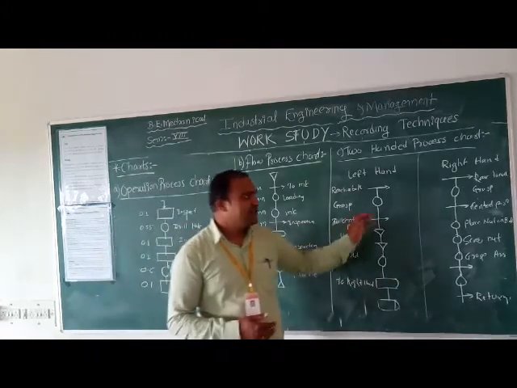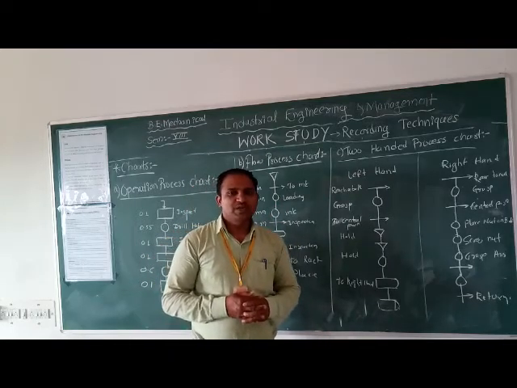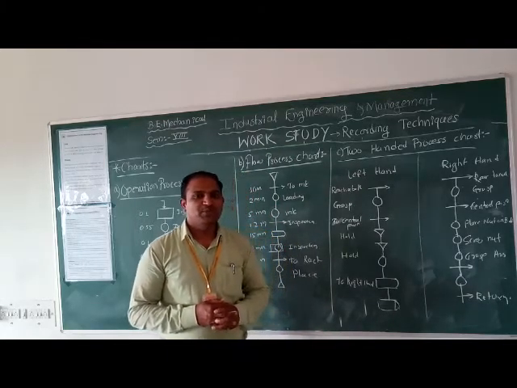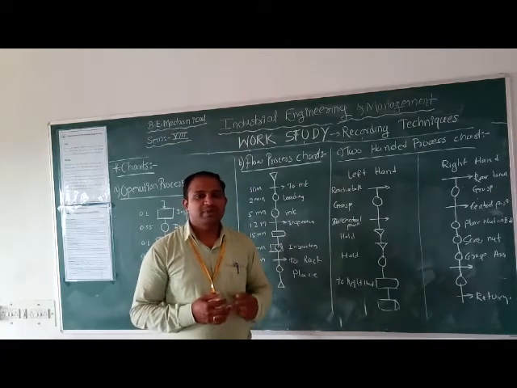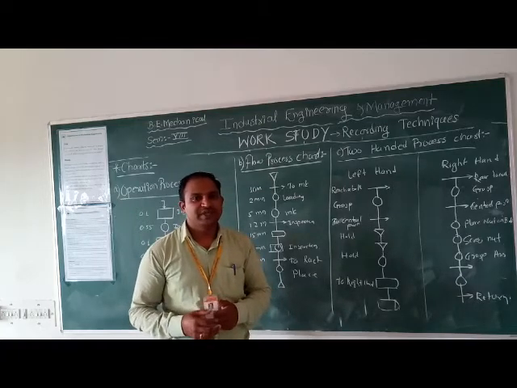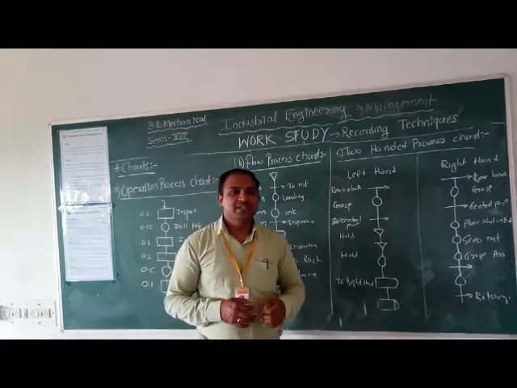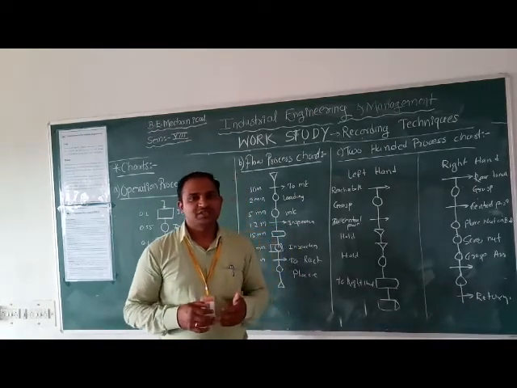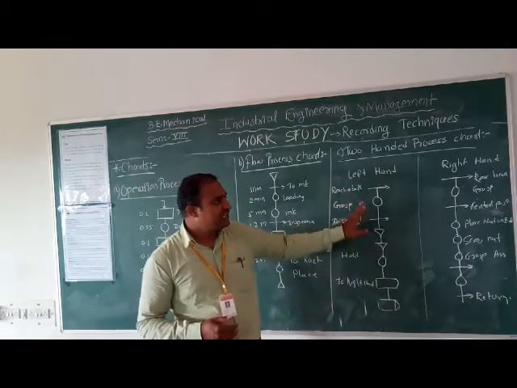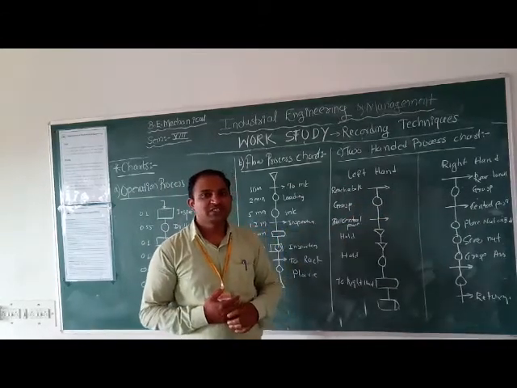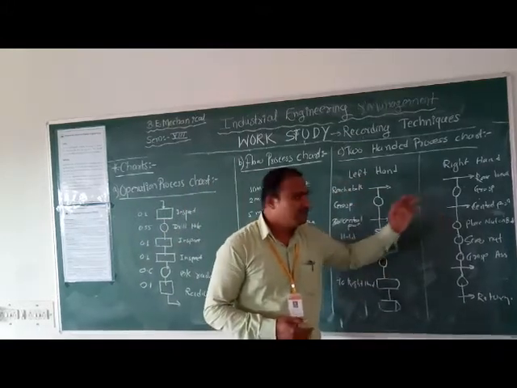Then the two-handed process chart. The two-handed process chart is used for analysis of the motion economy of the worker, that is, the engagement of the left and right hands of the worker during the operations. It gives the relationship between what the right hand is doing when the left hand is working. So this chart is indicated by two subcharts: a left-handed process chart and a right-handed process chart.